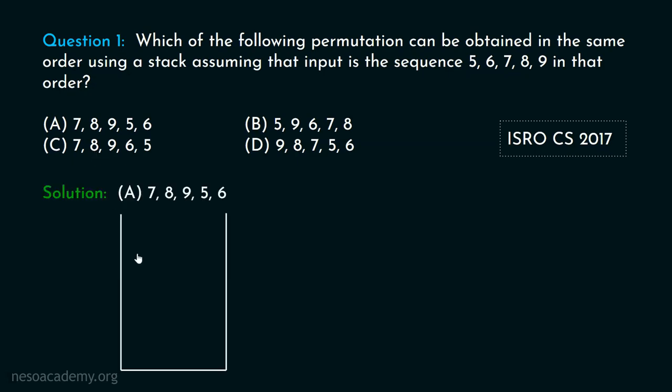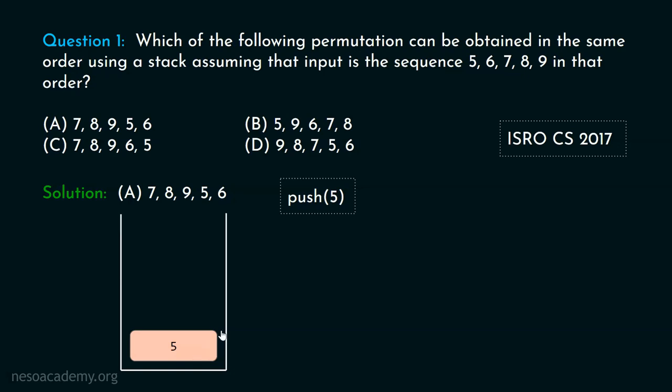Now we have to find the correct permutation out of these permutations. Let's consider one stack, and obviously we first have to consider option A, that is 7, 8, 9, 5, 6. Let's see whether this is the correct permutation or not. First we have to insert this element 5, right? So let me just call the push function, and with the help of this push function, we would be able to insert this element onto the stack.